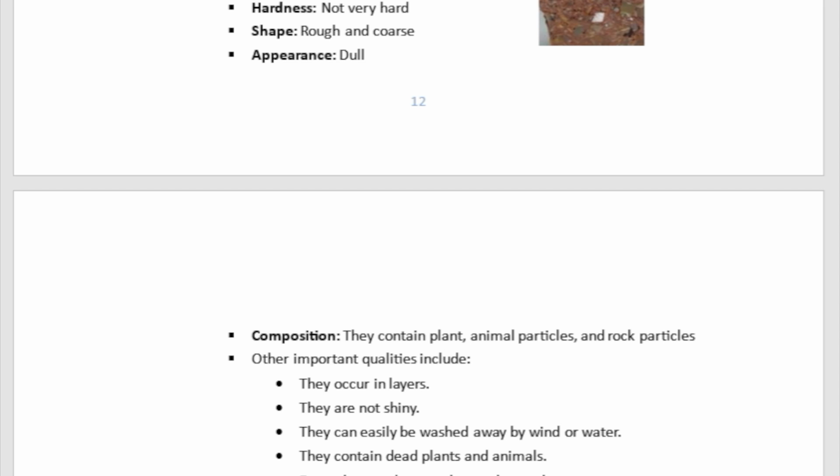molten magma or lava cools, okay, or when wind or water washes plants, animals, even some rocks to form sedimentary rocks. And you're welcome to use your own words. You don't have to use my words in here. I'm just trying to help you to study.